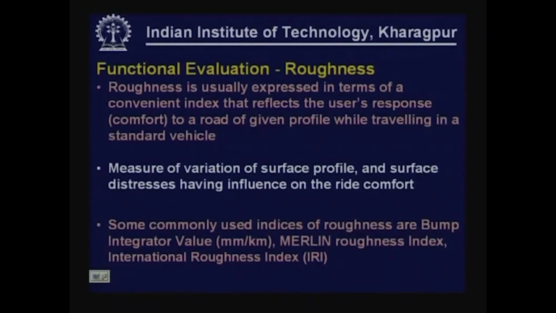Roughness is a measure of variation of surface profile and other surface distances that may have some influence on the ride comfort. So, roughness will be influenced by all those surface parameters that have some influence on the ride comfort. Some commonly used indices for roughness are bump indicator value, we will discuss what these values are, Merlin roughness index and international roughness index. We will basically be talking about these three main roughness parameters: bump integrator value, Merlin roughness index and international roughness index.